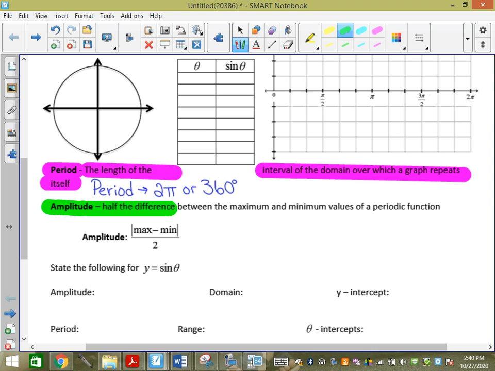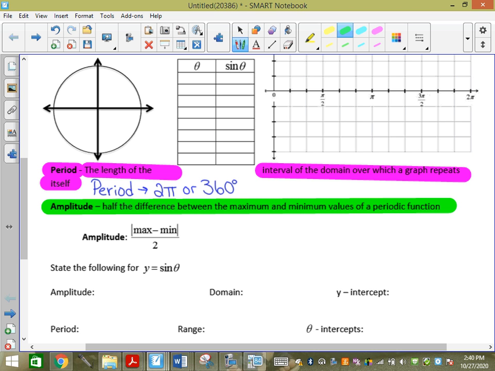The amplitude is half the difference between the maximum and minimum values of a periodic function. Off of a graph, we can find the amplitude as the max minus min, divided by 2. That's how we'd find the amplitude off a graph, and we will come back to that later. So the amplitude is half the distance.